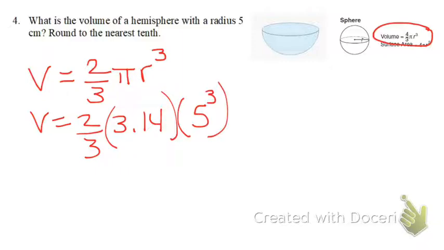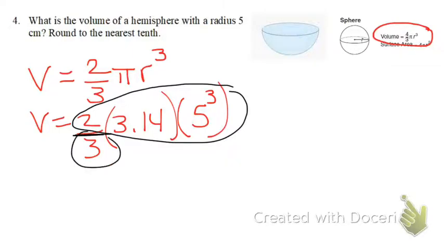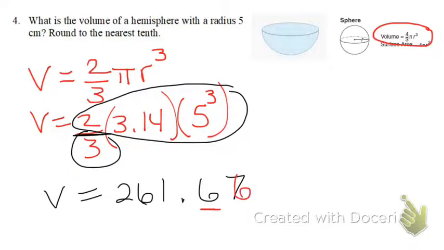Remember, when you put this all in your calculator, you're going to do the 5 cubed first, and then all the numbers that are on the top get multiplied together, and then you divide by the 3. Okay? So it's 5 cubed, which is 125, times 2 times 3.14, divide by 3. And it doesn't really matter if you did it in a different order. And I get that volume is 261.6 repeating. And since it told me to round to the nearest tenth, that would be this guy. The 7, since the 7 is greater than, actually it was a 6 honestly, but either way it was greater than 5. So that tells me to round this 6 up to a 7. So my final answer would be 261.7 cubic centimeters.